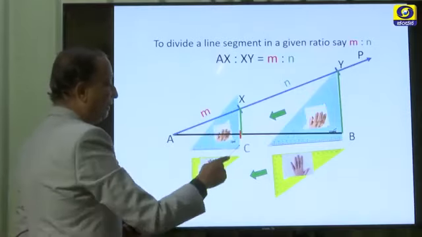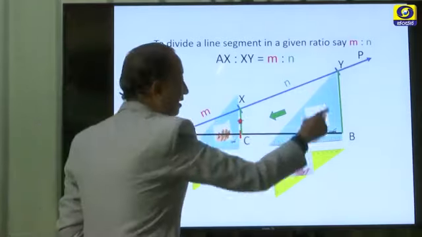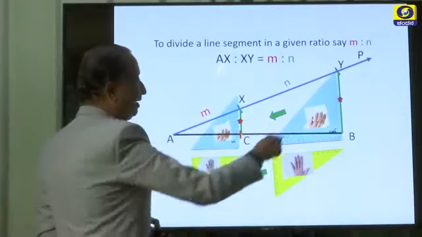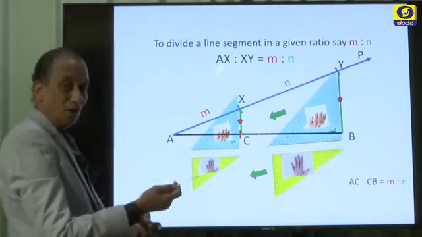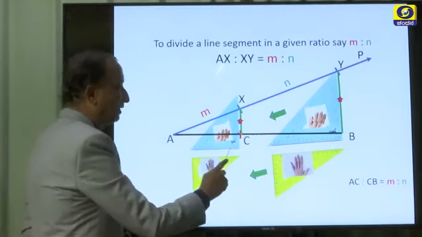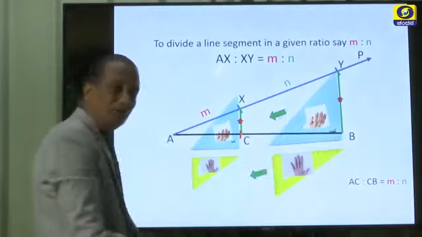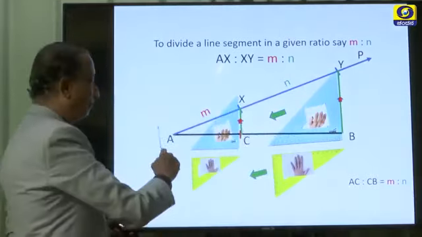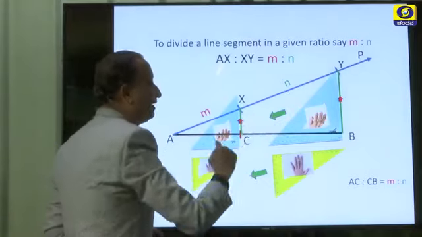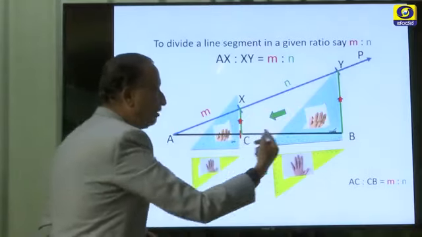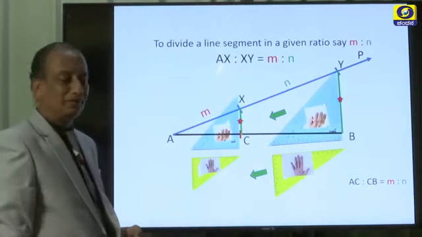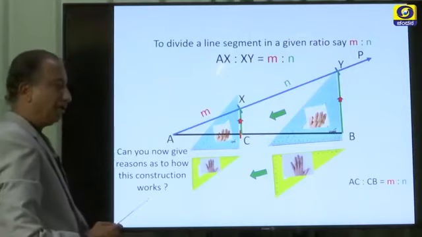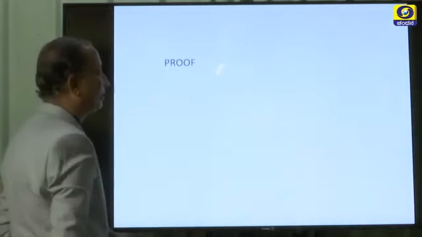Now this line XC is parallel to YB. So now we have drawn XC parallel to YB. Now you take the scale and measure AC and CB, you will see that it will be in the ratio m is to n. If AX to XY is m is to n, AC to CB will also be m is to n. Can you reason out how this is possible? Okay, let us try to understand this.